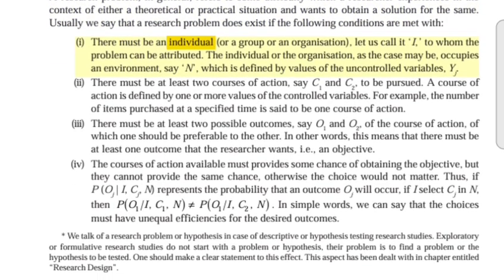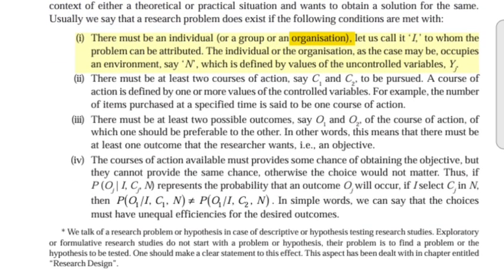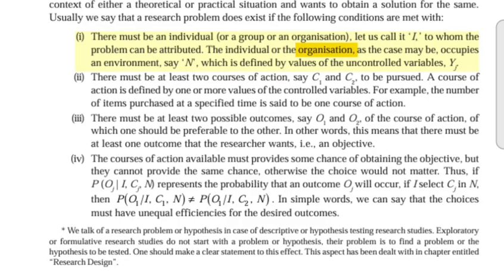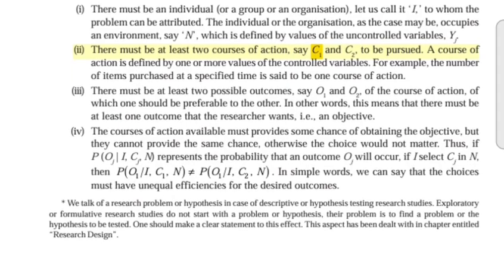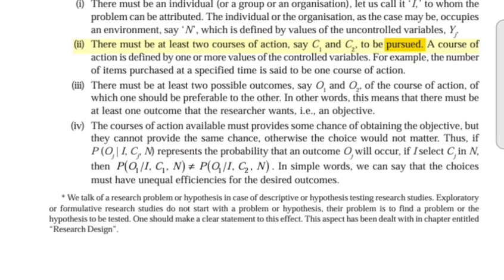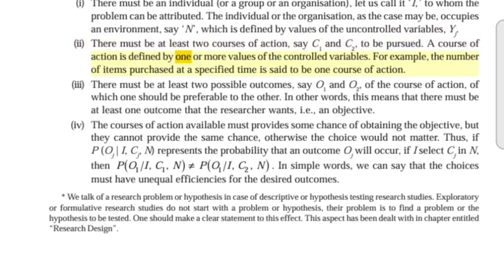I. There must be an individual, or a group or an organization, let us call it I, to whom the problem can be attributed. The individual or the organization, as the case may be, occupies an environment, say N, which is defined by values of the uncontrolled variables, Yj. II. There must be at least 2 courses of action, say C1 and C2, to be pursued. A course of action is defined by one or more values of the controlled variables.